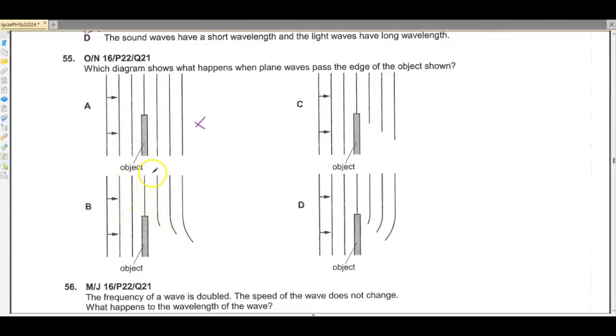Because the diffraction always is like in this direction. ठीक है? It's not like this. ठीक है? This is the pattern for that. ठीक है? So this is why this is not correct. In C, यहाँ से waves have been eliminated, but they are going straight. No, the bending is going to be there. So that is why D is our correct option.